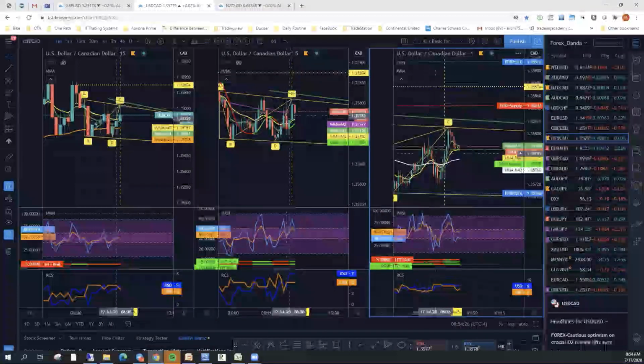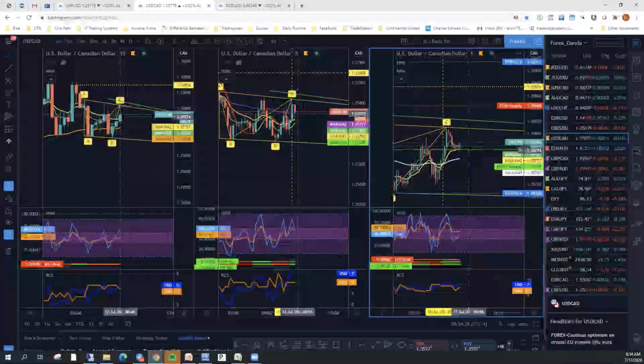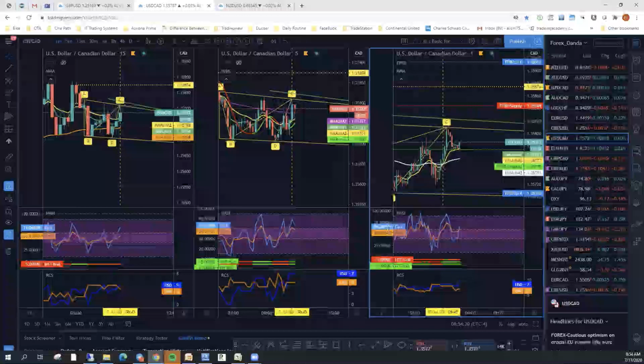Even though it has a nice little bounce off of that, that's so good. And so here we go. There we got 66, and this one's about ready to break out.